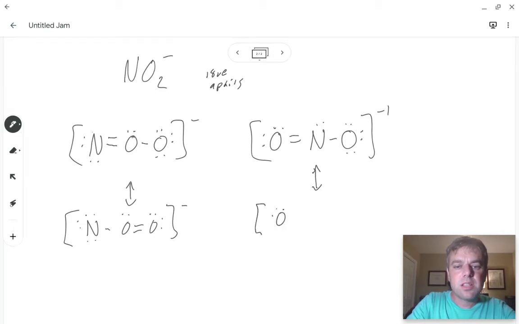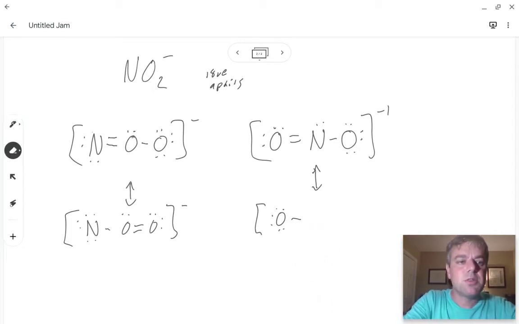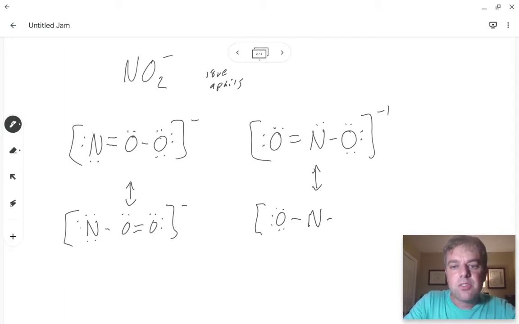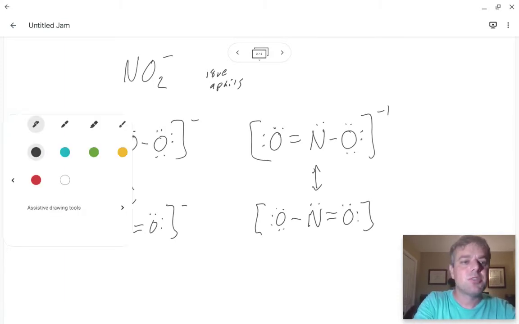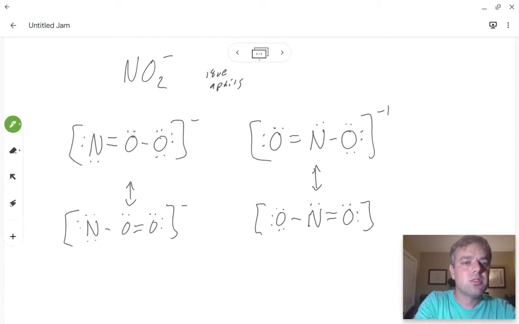Now, the College Board is not going to expect you on the AP exam to come up with the different possible arrangements of Lewis structures. They're going to ask you to consider some possible Lewis structures and evaluate them on the basis of formal charge. So if they gave you these two options, they would ask you on the basis of formal charge, which one is preferable? So let's look at this.